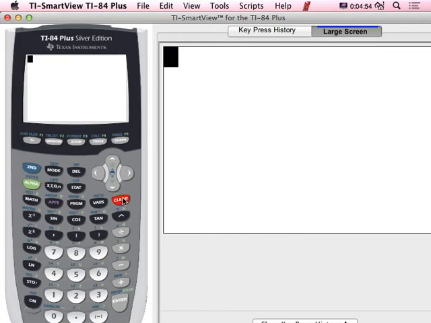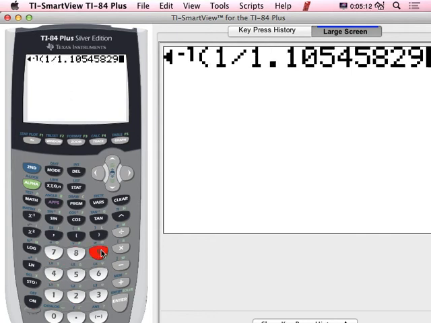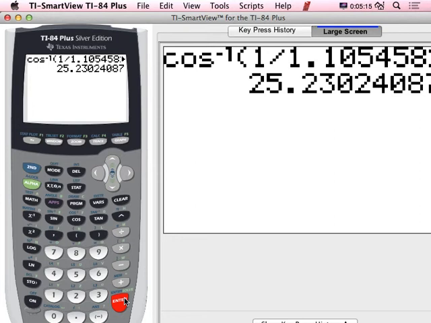So second cosine, that's how we ask it to give us the angle, of 1 divided by, and we have to do that because we were actually given secant, so we have to flip the number there. 1 divided by 1.1054589. And that gives us about 25.2 degrees. So that's the angle that would have a secant value of 1.1054589. 25.2 degrees.